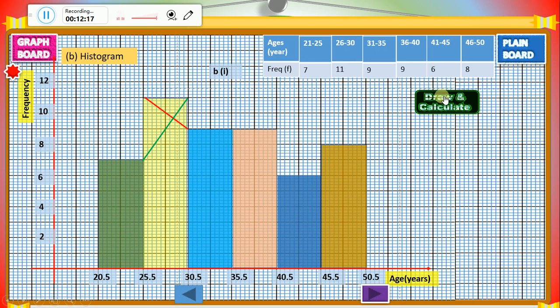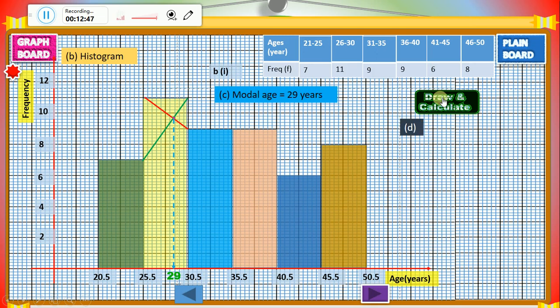From the top of the highest rectangle, we join to the top of the adjacent rectangles. The point of intersection is the location of the modal class. So we can now draw the line from there. That's the point. You draw a line from there. As you can see, that is 29 years. So the modal class or the modal age is 29 years.